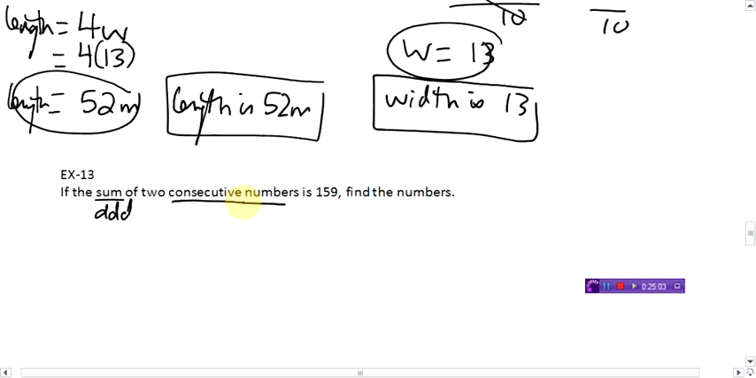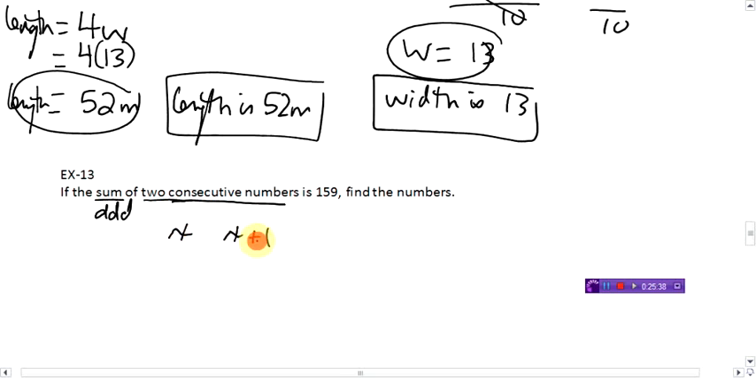So two of them, two numbers, one after another, like 14, 15, 19, 20, 108, 109. That's what we mean by consecutive numbers. Is 159. What are those numbers? Okay, so we don't know what one of the numbers is. Let's call it X. What do you think the other consecutive number, what is the number right after X going to be called? Well, whatever it is, it's going to be that number, X, plus 1.